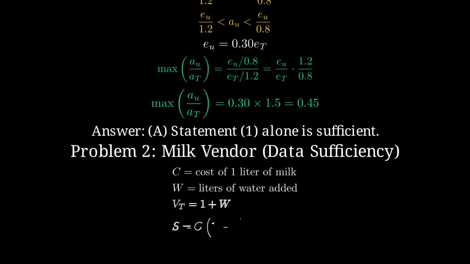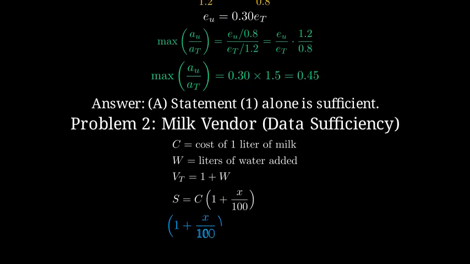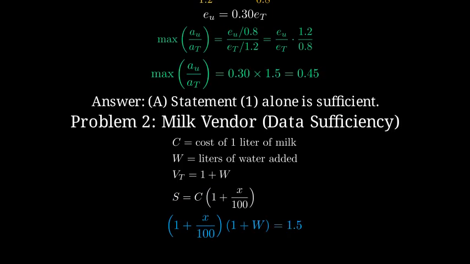Define variables. Let C be the cost for 1 liter of milk. Let W be the liters of water added to 1 liter of milk. Then the total volume is 1 plus W, and the selling price per liter is C times 1 plus X over 100. Total cost is just C, because water is free.